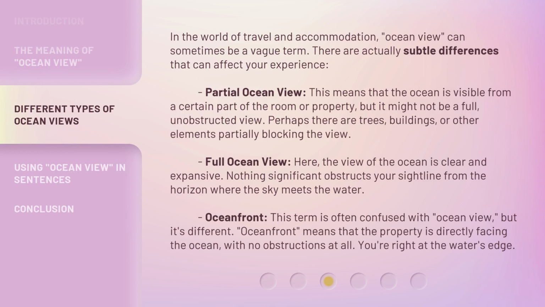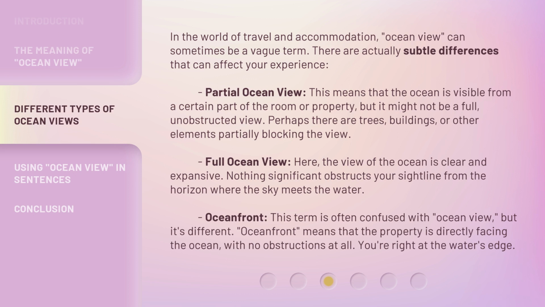In the world of travel and accommodation, ocean view can sometimes be a vague term. There are actually subtle differences that can affect your experience. Partial ocean view. This means that the ocean is visible from a certain part of the room or property, but it might not be a full, unobstructed view. Perhaps there are trees, buildings, or other elements partially blocking the view.